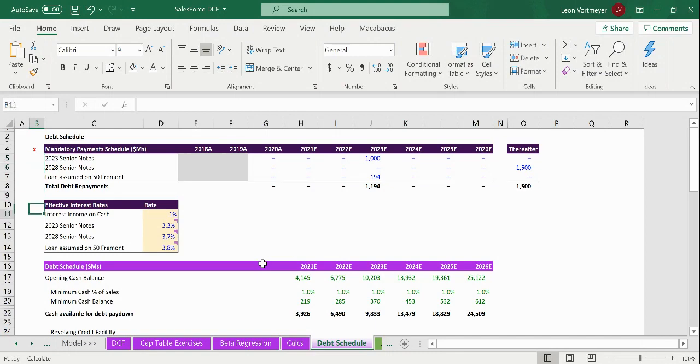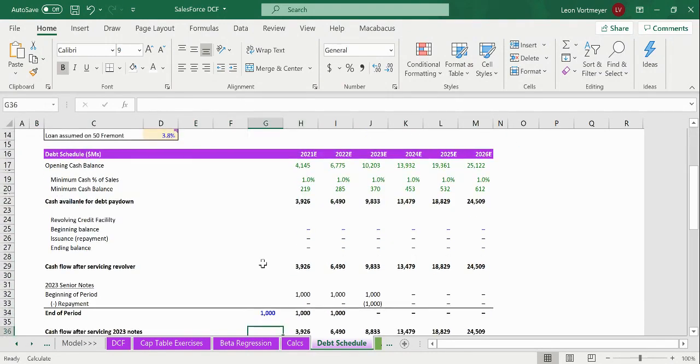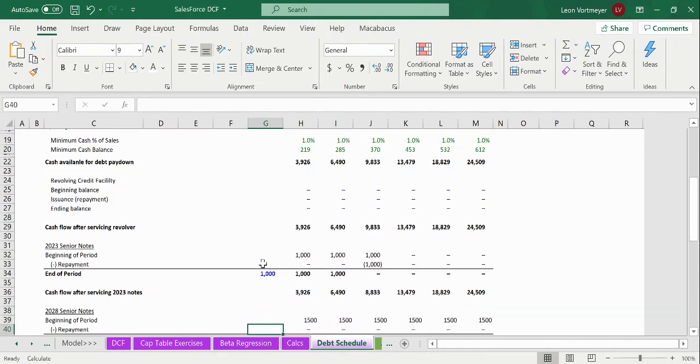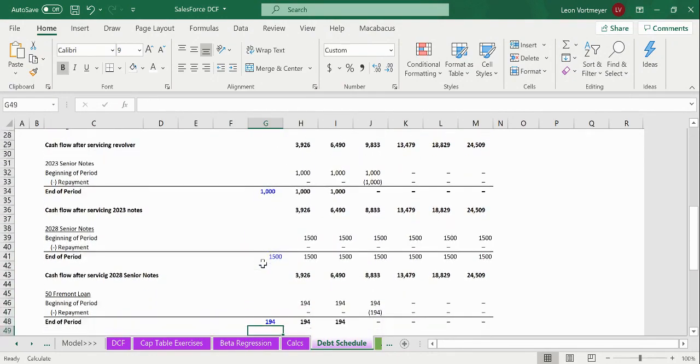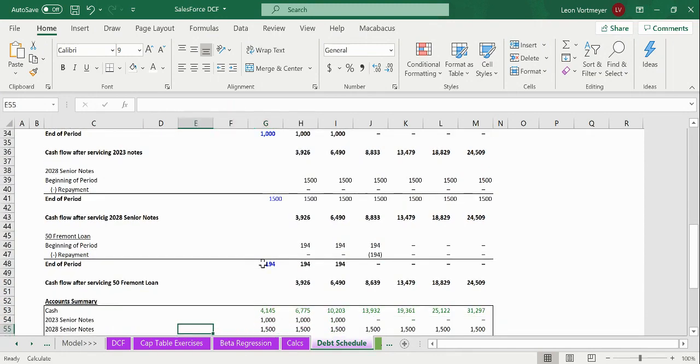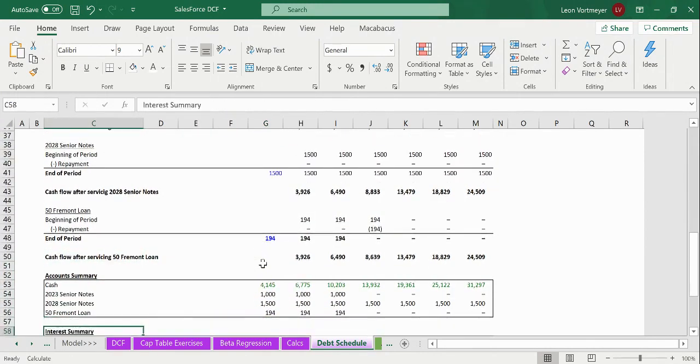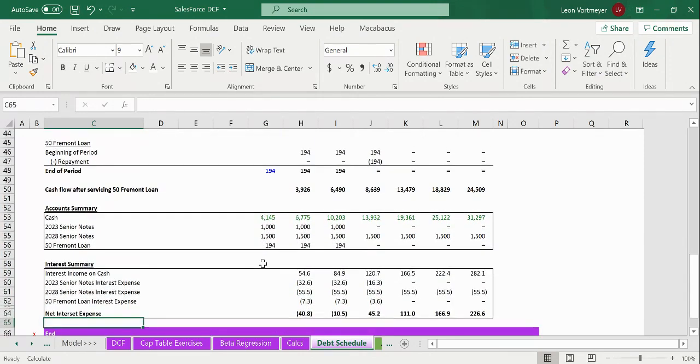So this is a debt schedule. You've got an opening cash balance and servicing different tiers of the debt. So Salesforce has a revolver. They've got 2023 and 2028 senior notes. They've also got a loan for one of their office facilities, and calculating the interest and the mandatory repayments on all of these loans in one schedule.